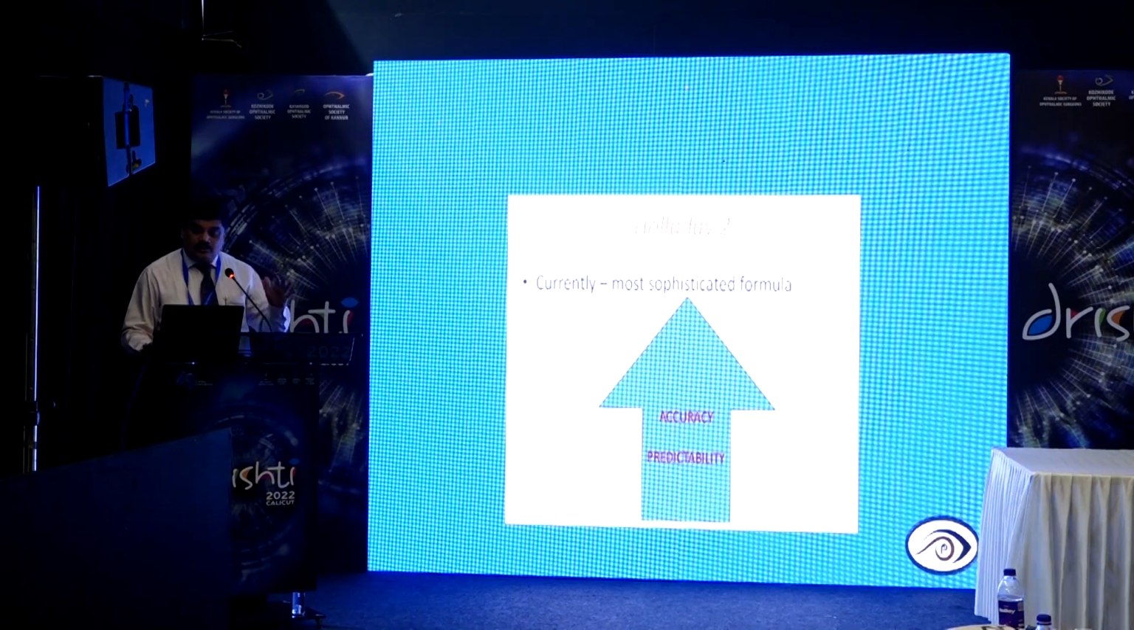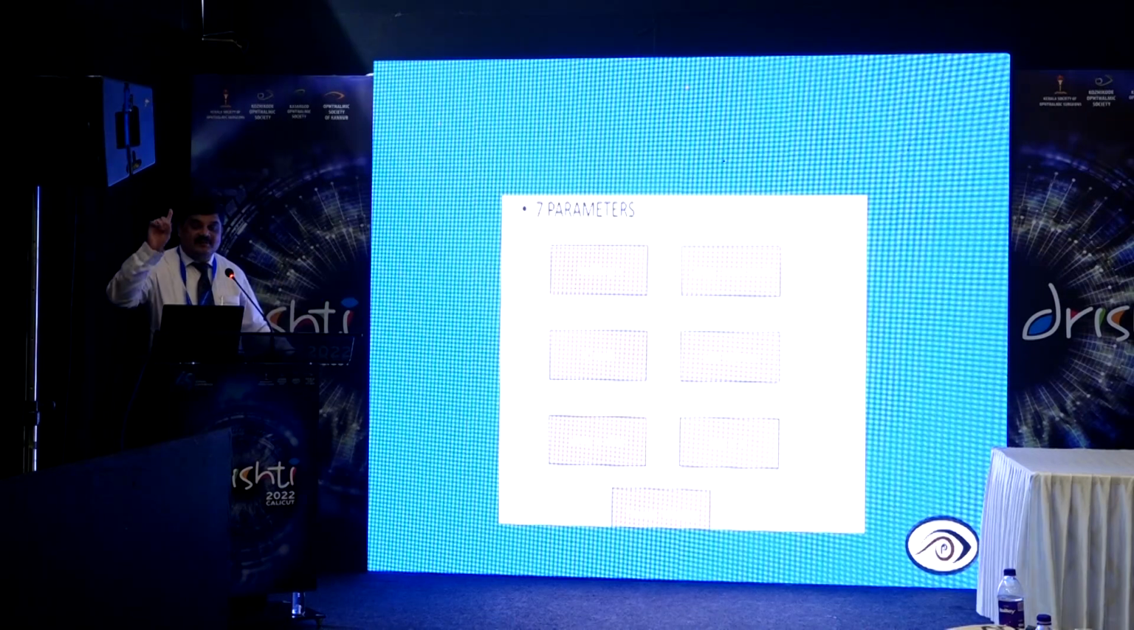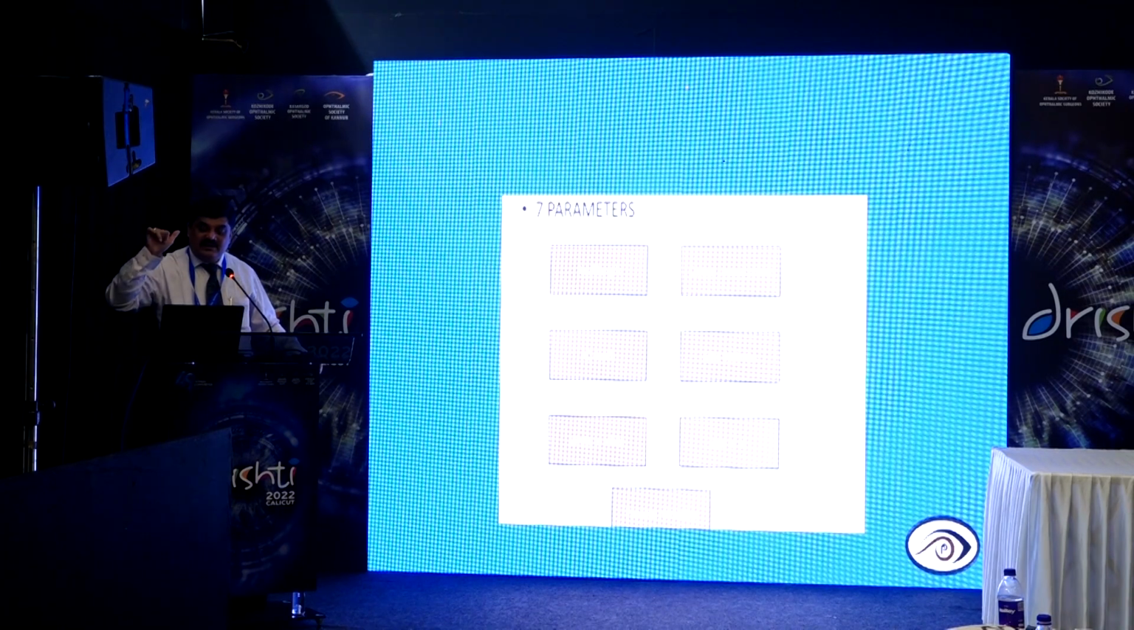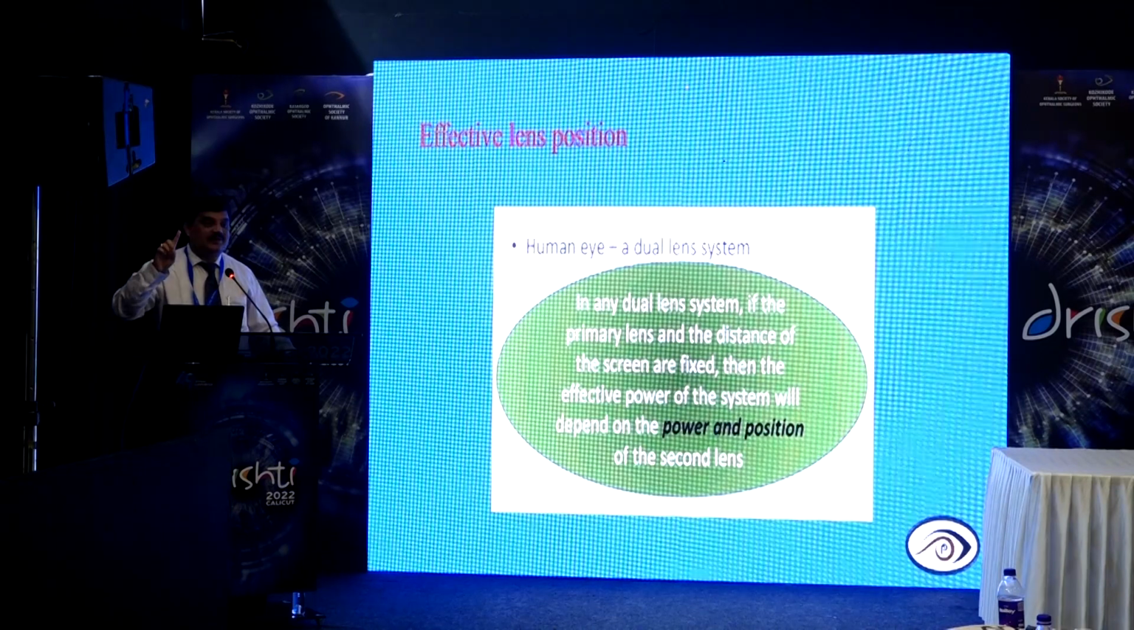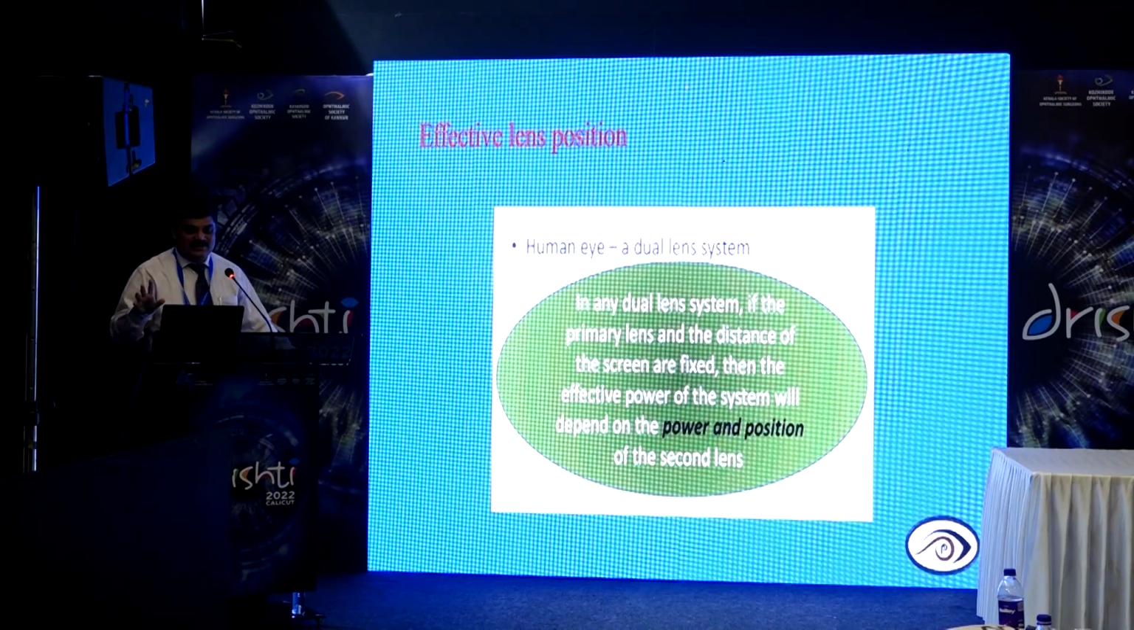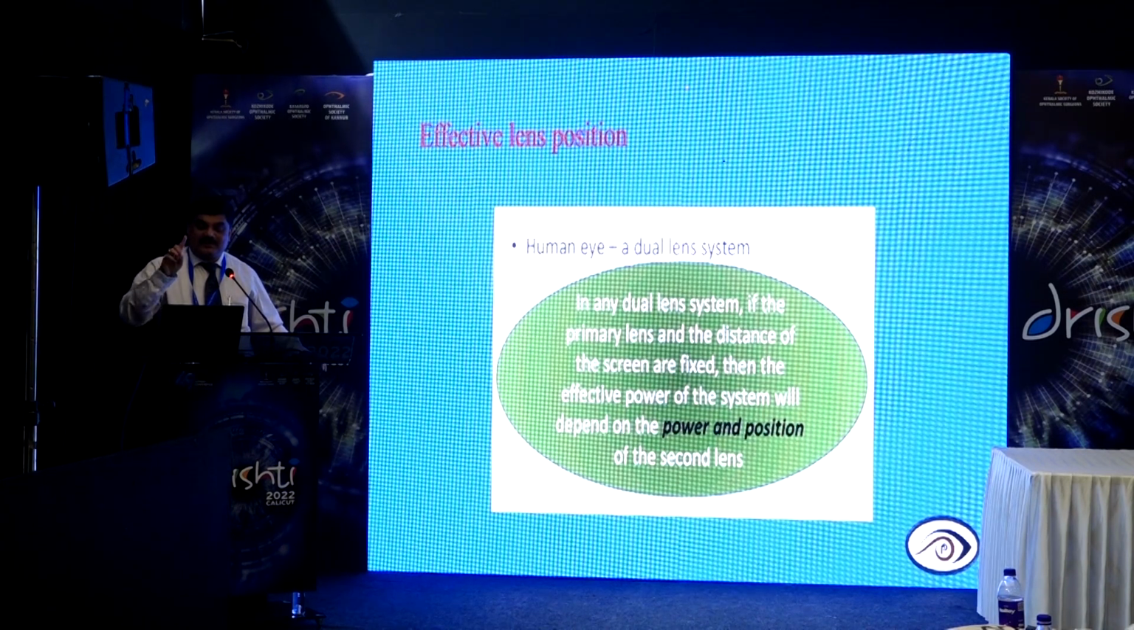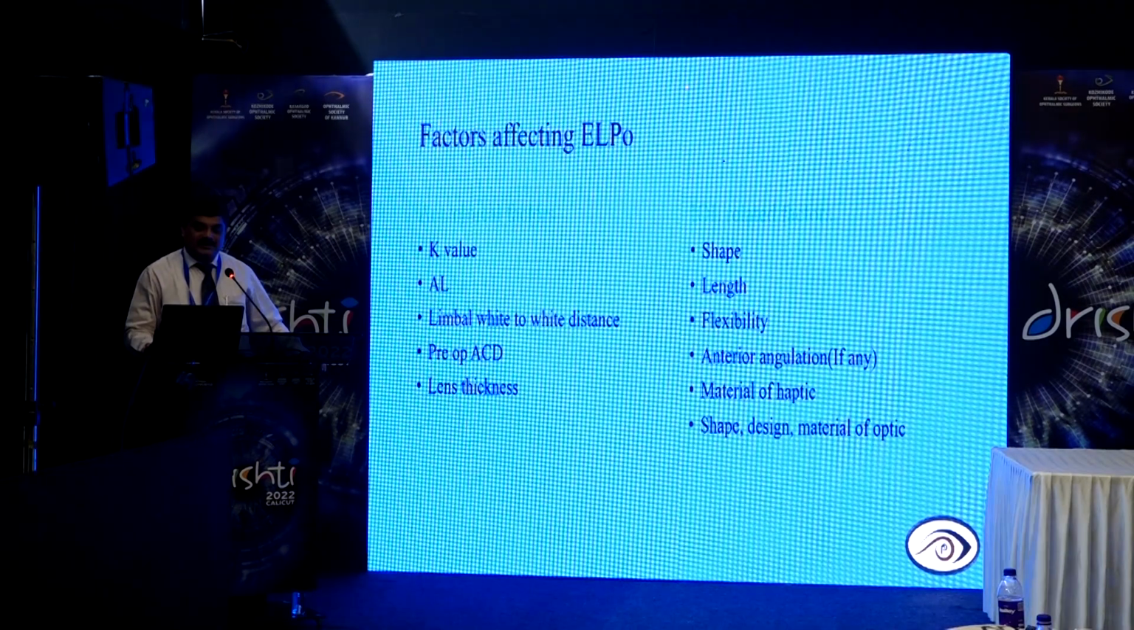Coming to the Holladay 2, most of us have been using it as the most sophisticated formula for these reasons. It takes 7 parameters into account: axial length, AC depth, central corneal power, lens thickness, white to white, age of the patient and the previous refraction. But you have to keep in mind the effective lens position. As you know, in any dual lens system, if the primary lens and the distance of the screen are fixed, then the effective power of the system depends upon the power and the position of the second lens. This is also very important. The factors affecting effective lens position are axial length, limbal white to white, pre-op ACD and lens thickness.